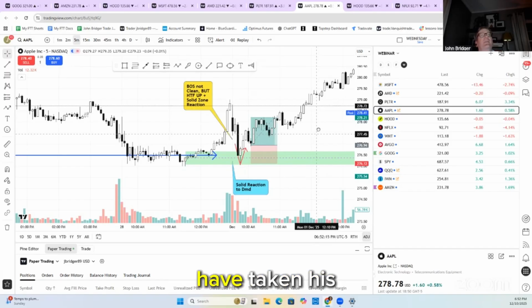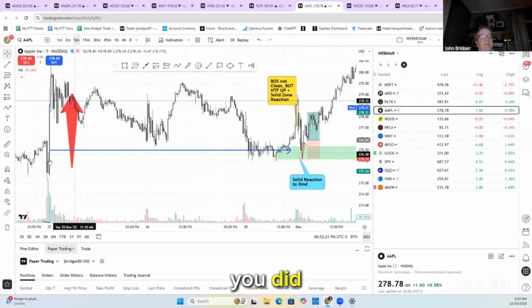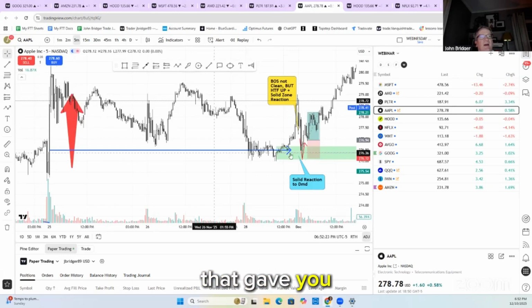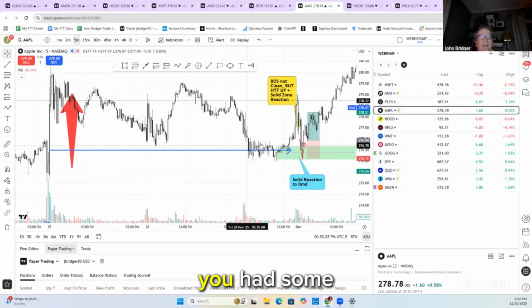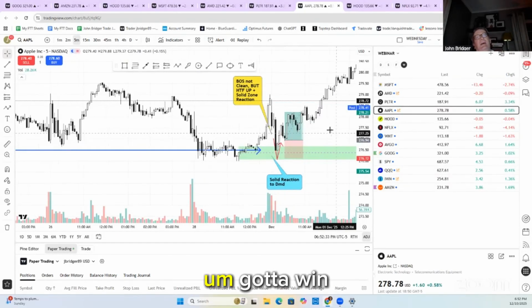I probably would not have taken this trade, but you got a lot of the elements together. You had this move back here that gave you confidence that buyers are going to step in over here. You had a nice solid move over here, had some consolidation, then an up move off of that day. Got a win.